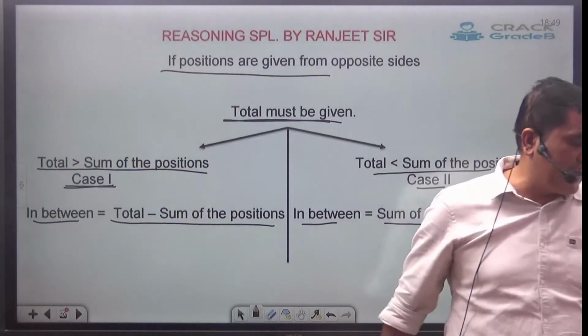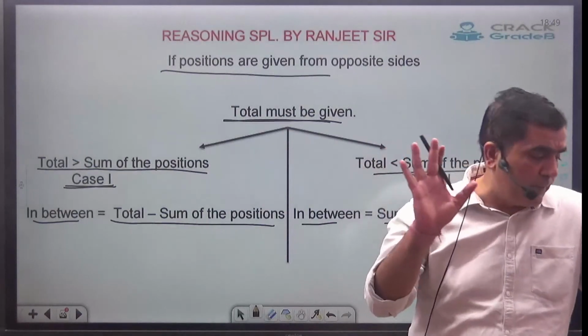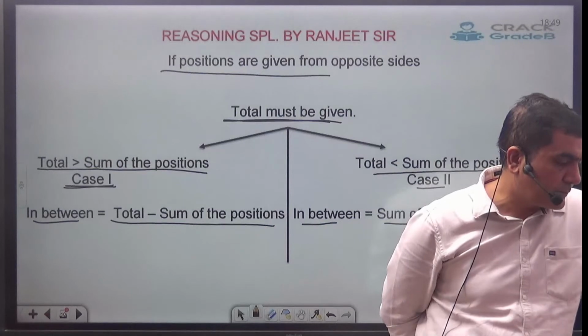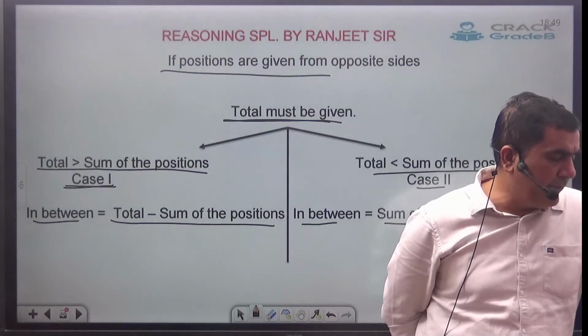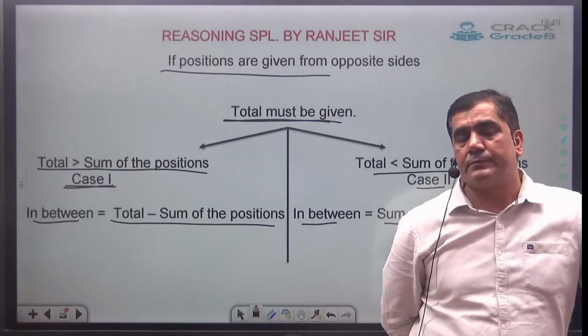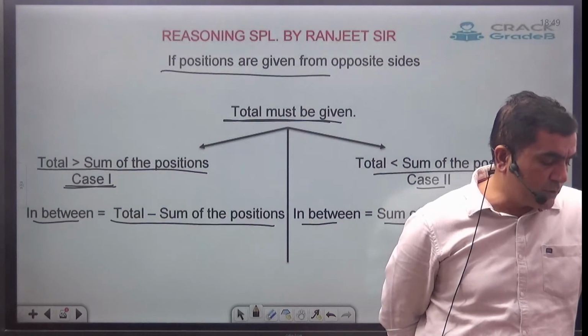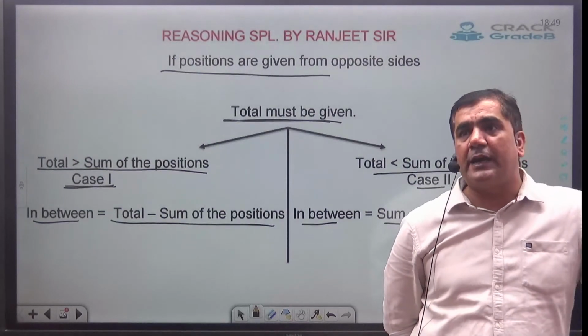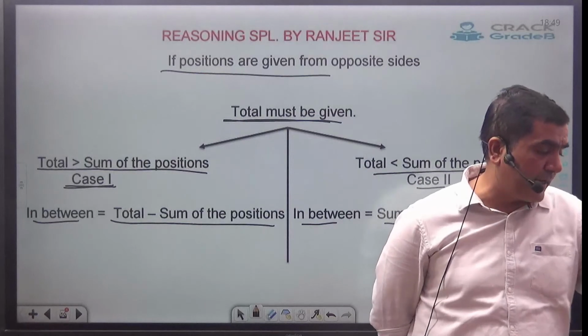I hope this part is clear to everyone. Anyone, any problem? Anyone having any problem? Understood how to check case 1, case 2, and how to get the answer in case 1 and case 2, the in-between case?